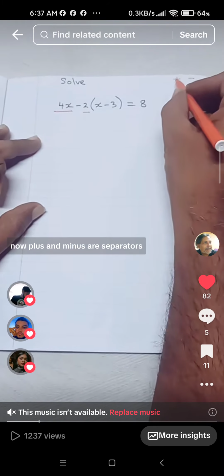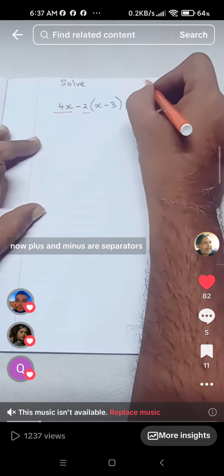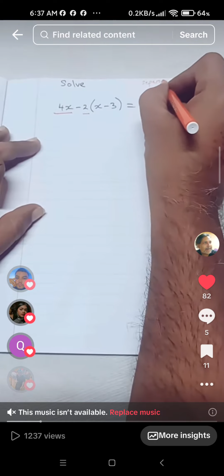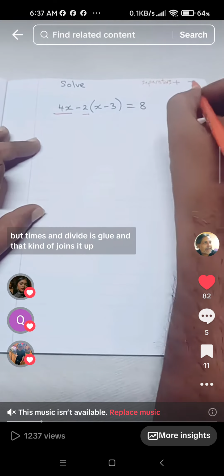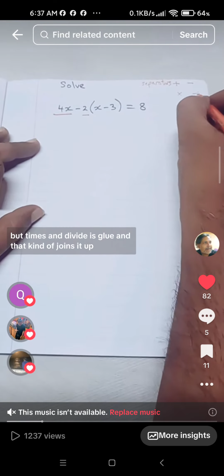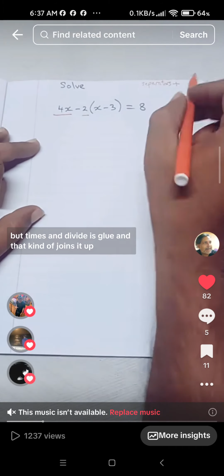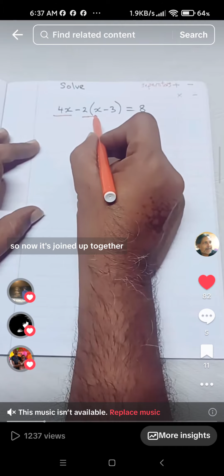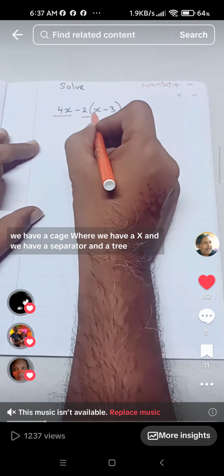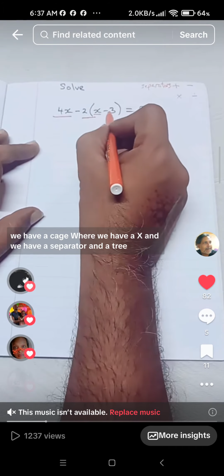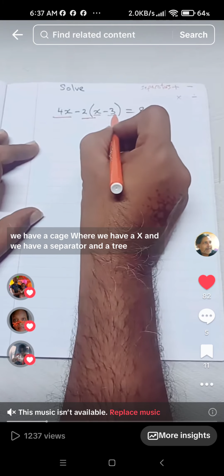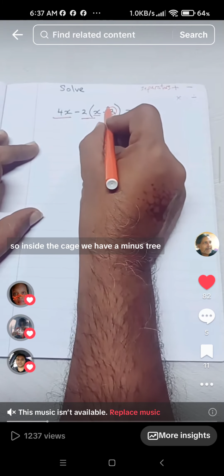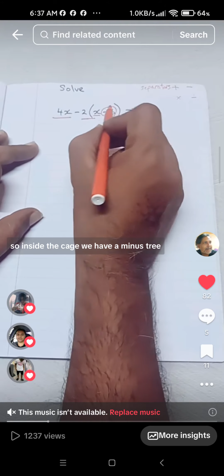Now, plus and minus are separators, but times and divide is glue, and that kind of joins it up. So now it's joined up together. We have a cage where we have an x and we have a separator and a 3. So inside the cage we have a minus 3.